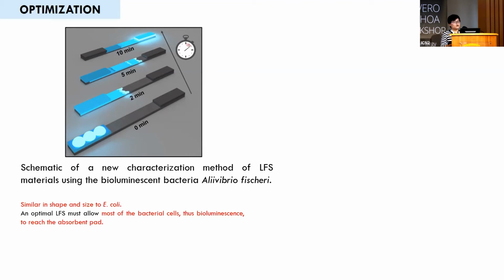We cultured this Aliivibrio fischeri in the biolab, and when the bacteria produce bioluminescence, we dispense them on the sample pad. In a dark environment, we use a smartphone to record the bioluminescence every 50 seconds until 10 minutes. An optimal lateral flow strip must allow most of the bacterial cells, and thus the bioluminescence, to reach the absorbent part.